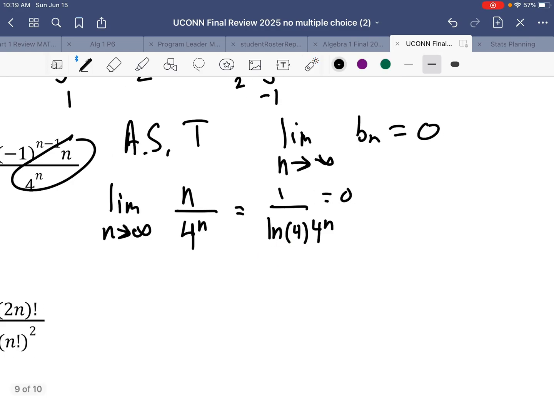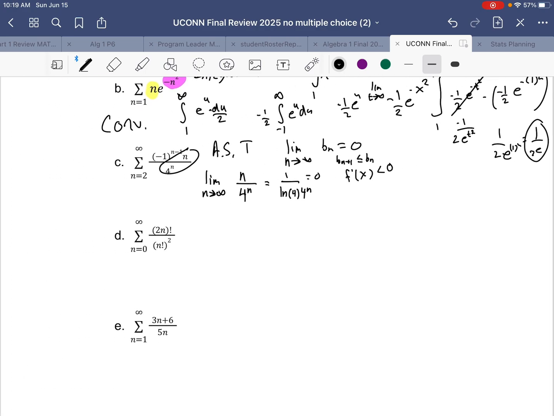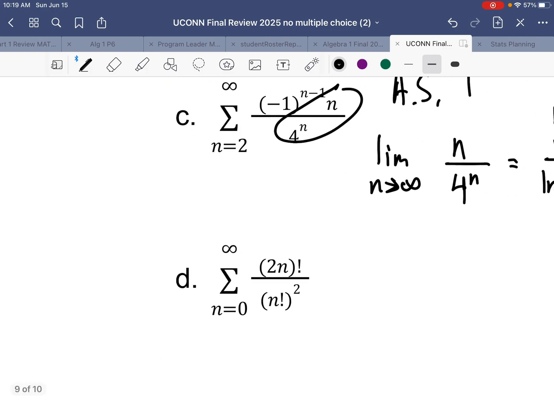The second part is to show that it's decreasing. So I taught that it was b sub n plus 1 is less than or equal to b sub n. In this case, it's going to be difficult to show. Another way we can show that is to take the derivative and show that it's going to be less than 0, that's going to be negative. So I'm going to do it on the side over here.